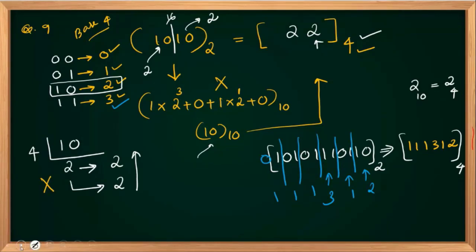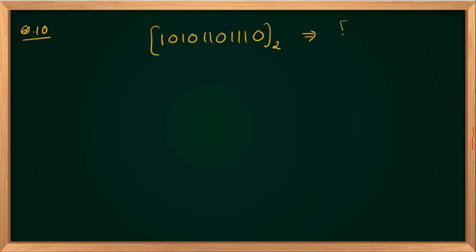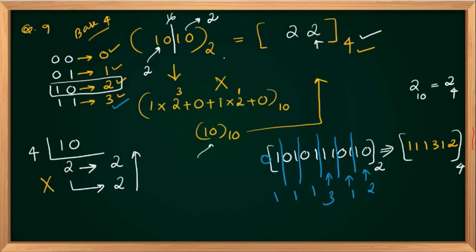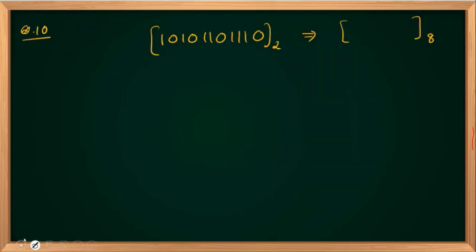Yes? Okay, right. So let me have another one, question number 10, in which I have another binary number, 1010110110 base 2. You should evaluate its base 8 equivalent. Please note that initially it was from 2 to 4. Now it is from 2 to 8.